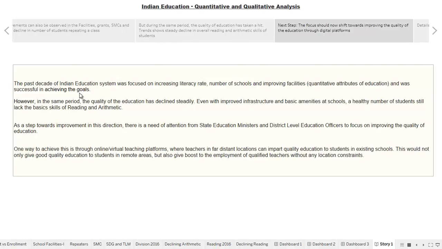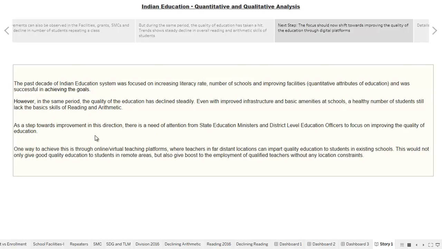We know that in the past decade of the Indian education system, we were more focused on increasing the literacy rate, the number of schools, and improving the facilities, which were essentially all the quantitative attributes of education. And we were also successful in achieving those goals. However, in the same period, the quality of education has declined steadily. Even with improved infrastructure and basic amenities in the school, a healthy number of students still lack the basic skills of reading and arithmetic.